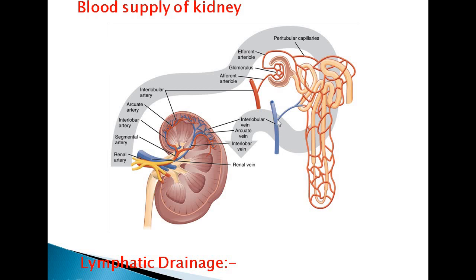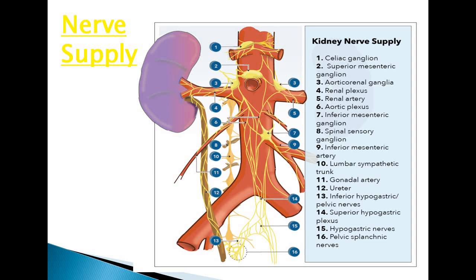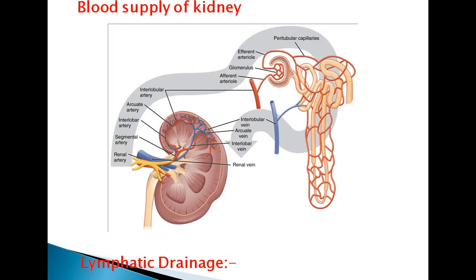So this is again the same diagram. The venous end of the peritubular capillary network will form an interlobular vein. This interlobular vein in turn will drain into the arcuate vein, and this arcuate vein into the interlobar vein, which will form a renal vein here, which will drain into the inferior vena cava. The lymphatic drainage of the kidney drains into the lateral aortic group of lymph nodes.